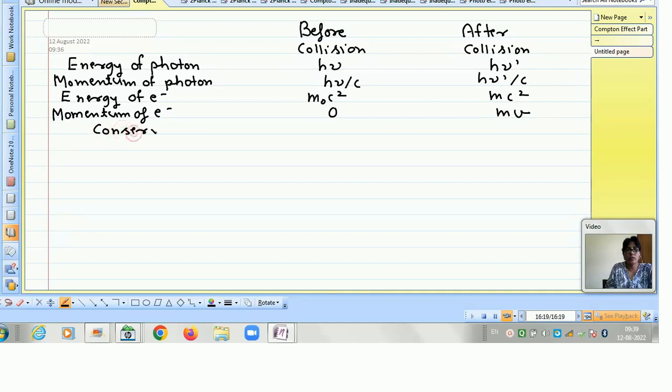Equation for the conservation of energy. The equation of conservation of energy means the energy before collision is equal to the energy after collision. Before writing this I have to write one more equation, and that equation is the relation between m and m naught. So let us write it here.